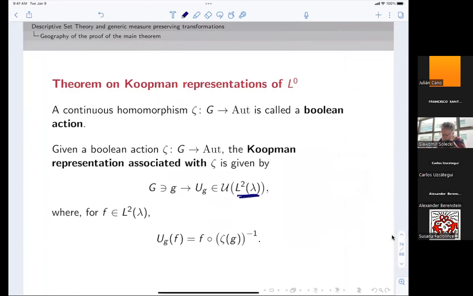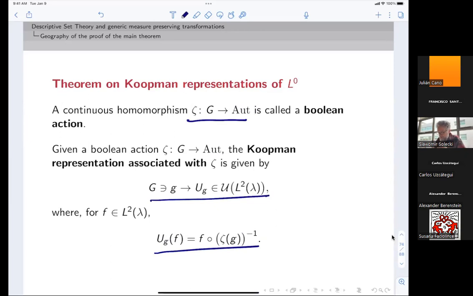How do I do it? Given an element g in my group, I have to act on an element f from L2. How will I act? I will take ζ(g), which ends up in Aut, and I will pre-compose it with f. I have to put a -1 here to make it a group homomorphism rather than an anti-homomorphism. So every measure preserving action of the group G gives rise to a unitary representation.